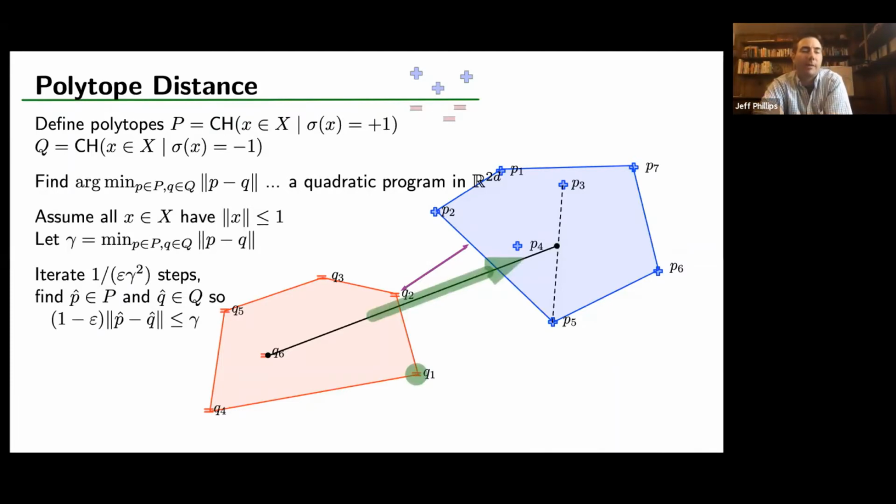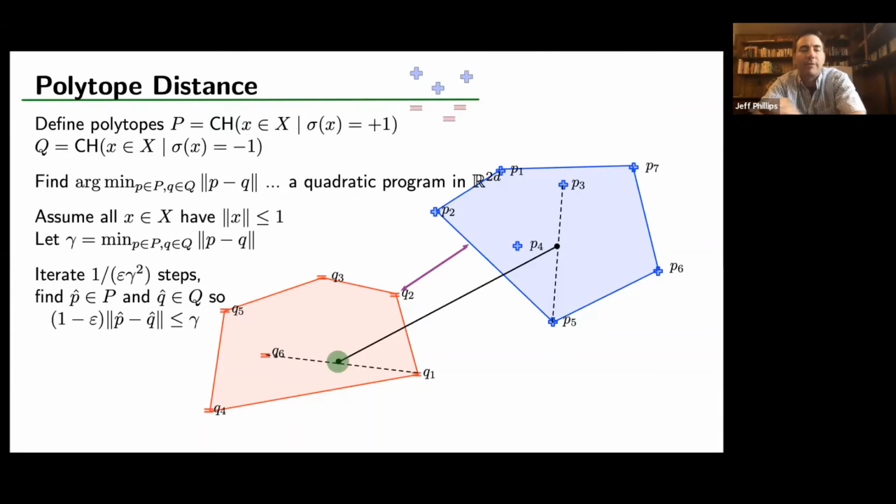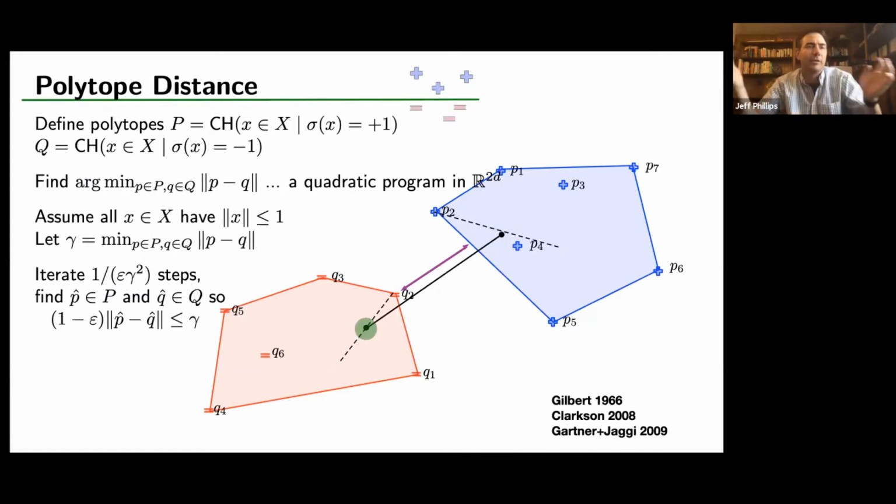I look from the negative polytope to the positive one. I find the most extreme point in the negative polytope. I find the line between the old point and the new point, and I find the minimum distance. That's my new point in the negative polytope. Okay, and I repeat this other direction, find the minimum point, and I do this back again.